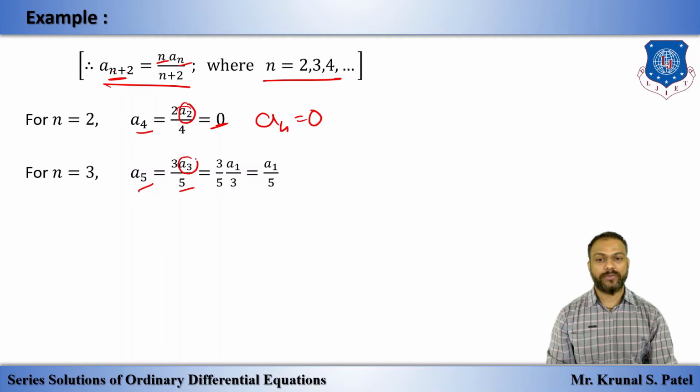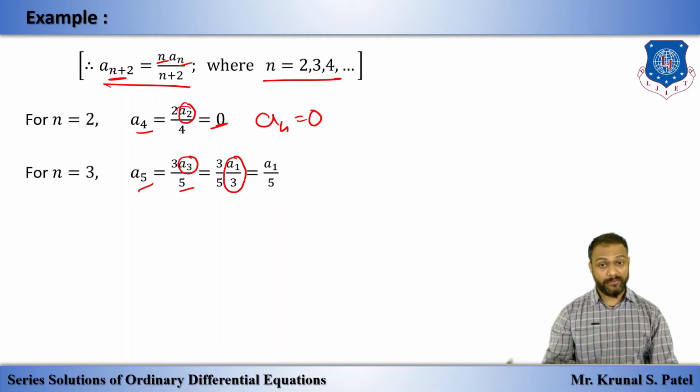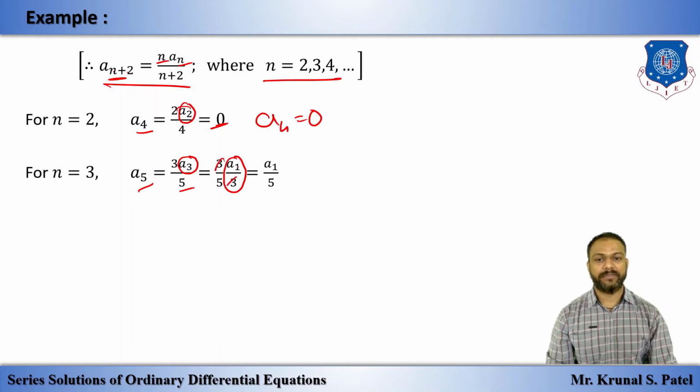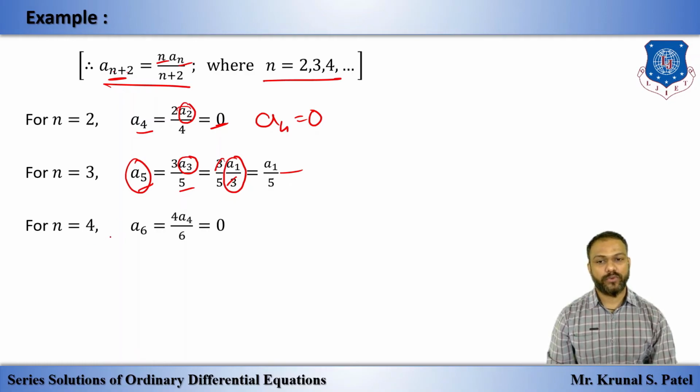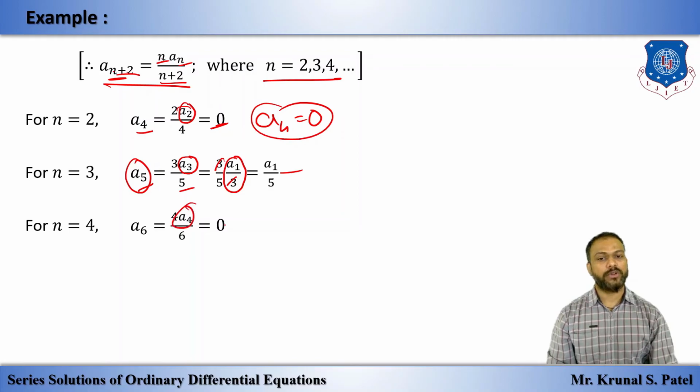Now what is the value of a3? We know that a3 is a1 by 3. Already we found that. So by cancelling out this 3, we have a1 by 5, the value of a5. Similarly, we put n equal to 4. So we will get 4a4 by 6, and a4 is 0. So this term is also 0.